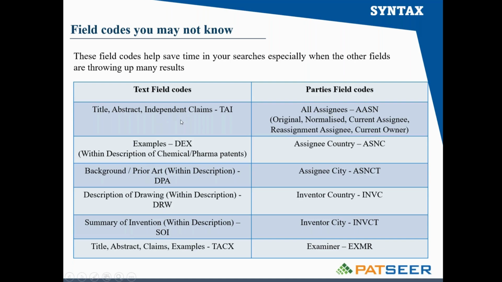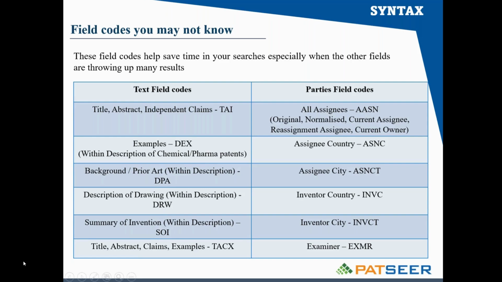If you are interested in the examples, which is present in the description section of any patents, this makes more sense if you are into chemical or pharma patents. So you can actually search in the description example. You can also search in the prior art, which is again present in the description section, or you can also search in the description of drawing. It could be summary of inventions. So all the fields that you see under the text field codes, these are some of the unique fields that you can make use of when you're creating your search strategy.